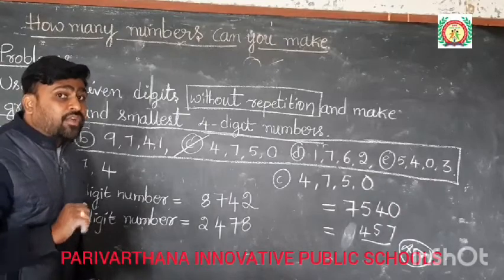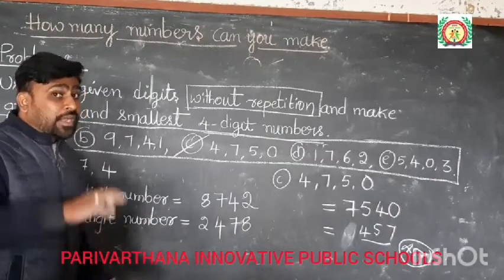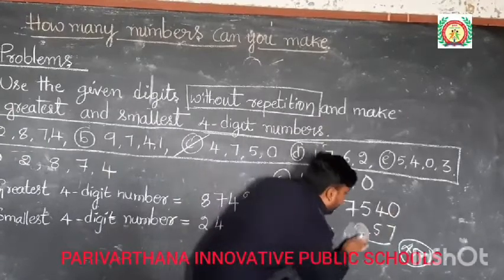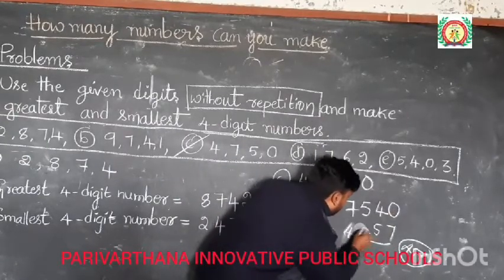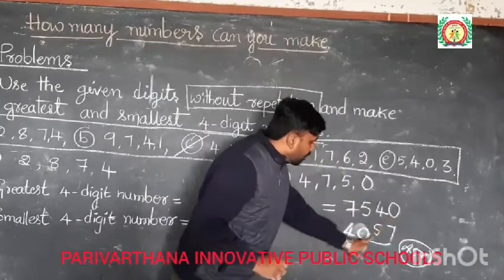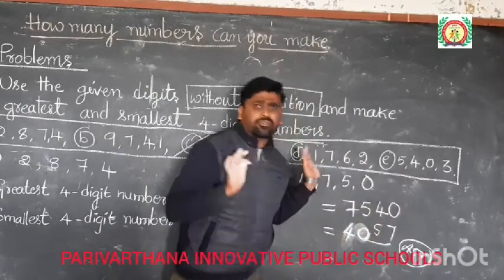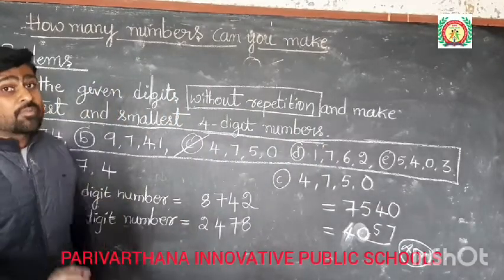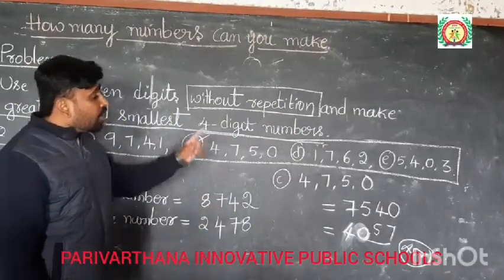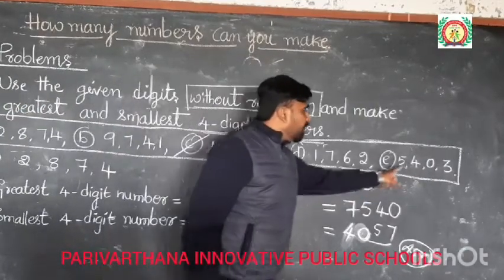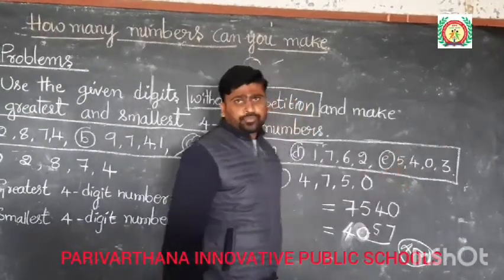What we have to make? We have to make a 4 digit number. That's why when 0 comes you have to interchange these 2 digits. Just interchange 0, and first write 4. This technique you have to follow while writing the smallest 4 digit number when 0 comes. Same like that here also you have to do.